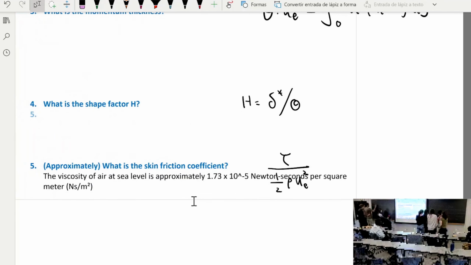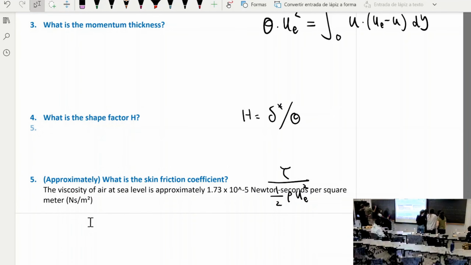And for those who are figuring out the skin friction coefficient, the viscosity of air is 1.73 times 10 to the minus 5. Since we're doing approximation anyway, just using 1 times 10 to the minus 5 is fine.